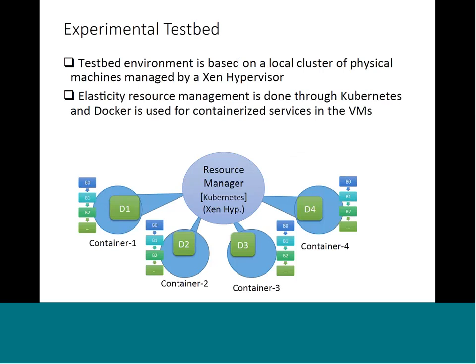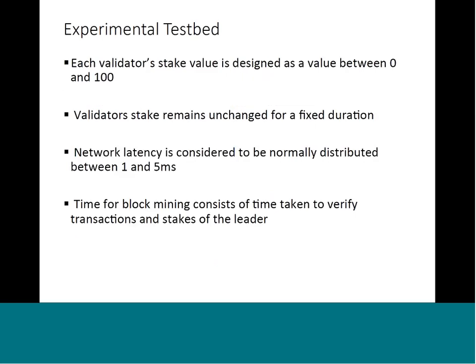Eventually we do want to deploy this in a permissioned blockchain platform like Hyperledger Fabric and other similar platforms. But we went ahead and created our own platform to begin with, so that we can compare this with Hyperledger Fabric later on. So we came up with our own test bed using a cluster of machines managed by the Xen hypervisor. The elasticity piece is provided by Kubernetes, and we use Dockers instead of virtual machines for the containerized services. That was the infrastructure where we deployed the proof of stake protocol.